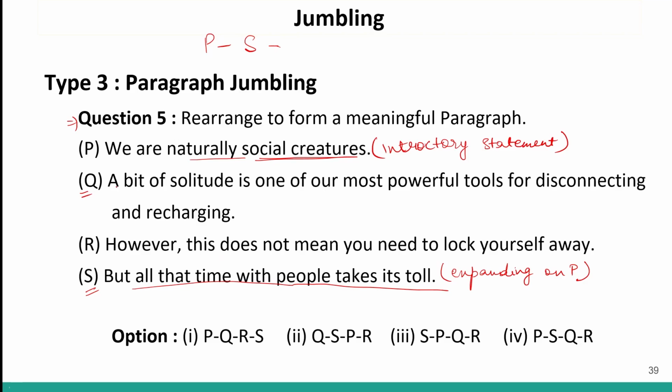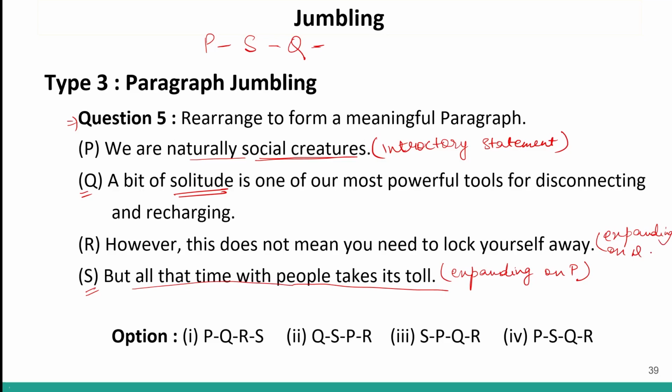Then we said in Q, a bit of solitude is one of our most powerful tools for disconnecting and recharging. So in P, we said that we are social, right? In S, we said that even though we are social, sometimes we need a little bit of alone time because all that time with people takes its toll. So in Q, we introduce the idea of solitude based on P and S, right? In Q, I am saying that solitude is one of the most powerful tools that a human can use. And in R, I am expanding on Q.